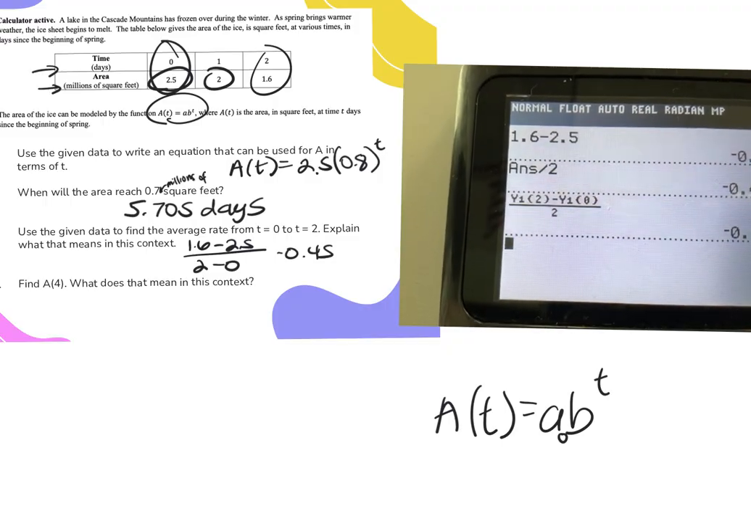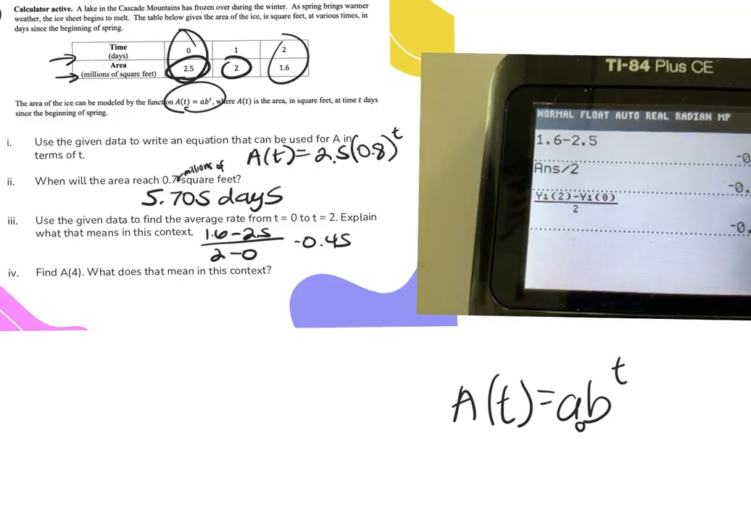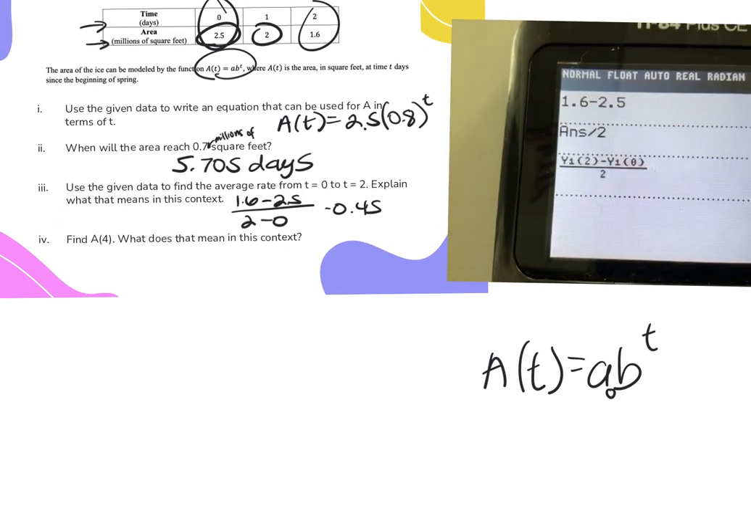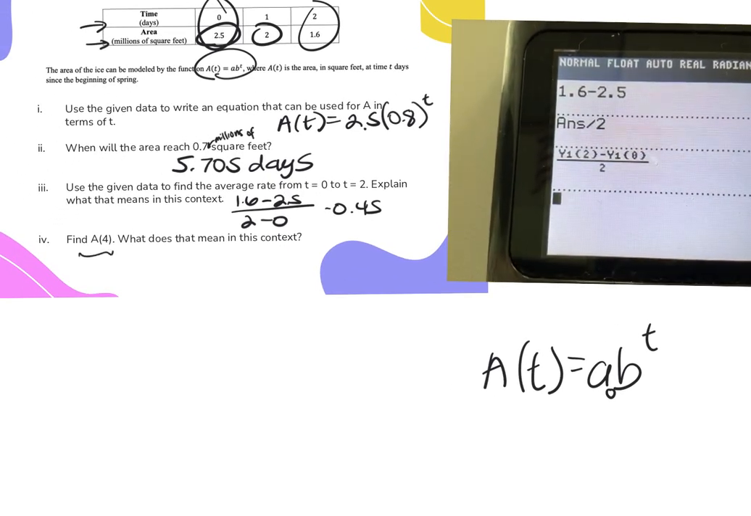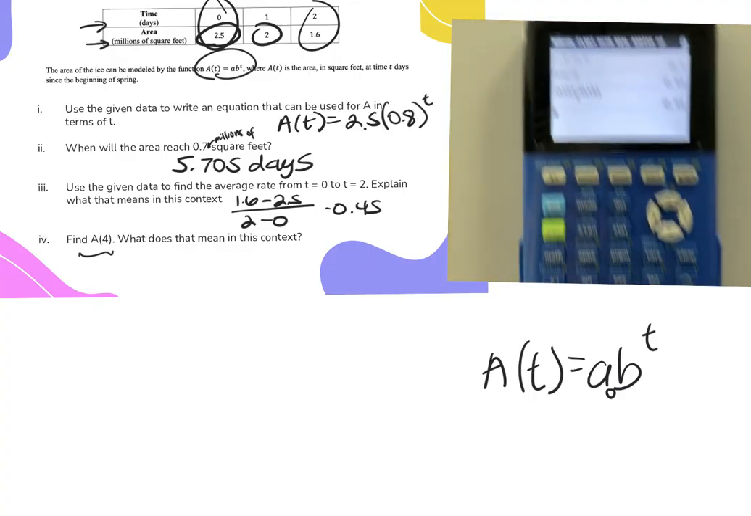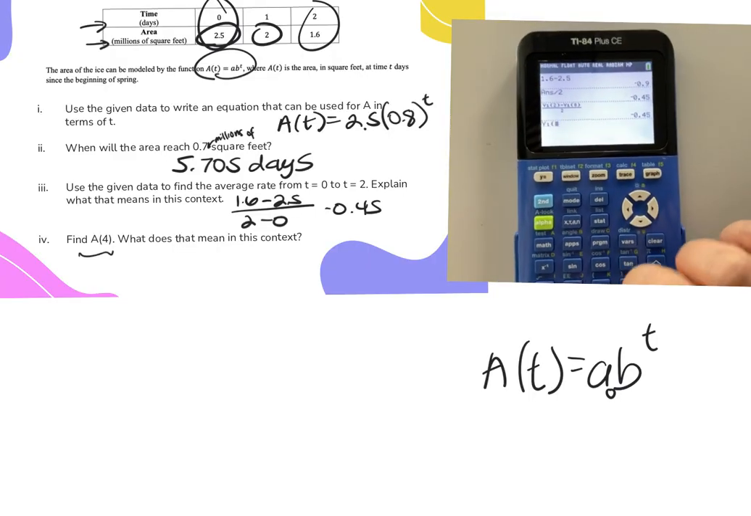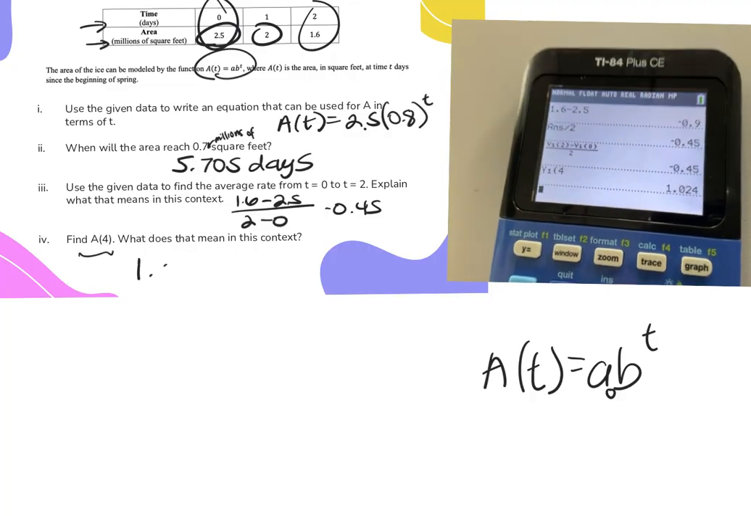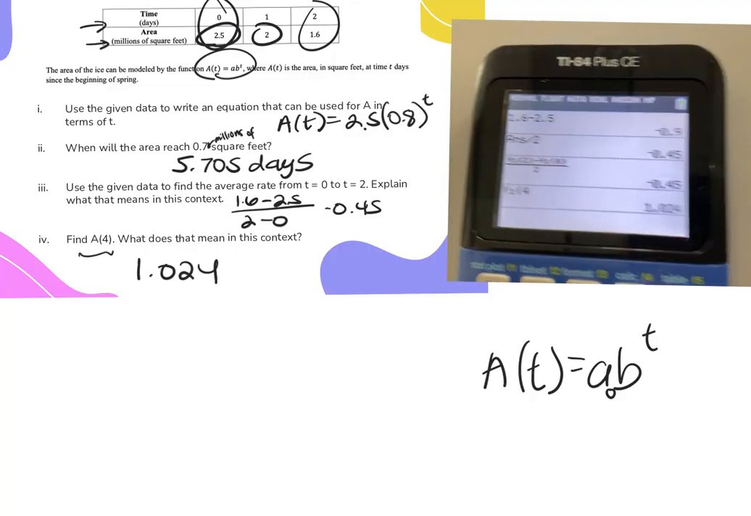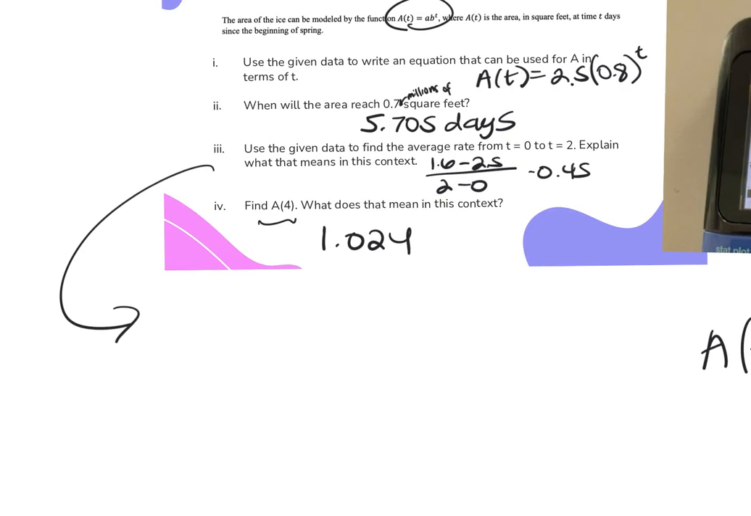Well, let me answer this question first, because it's easier to hold the calculator, and then I'll go back to the explain. So A of 4 means what happens when my input value is 4. So alpha trace 4, and I get 1.024. Okay. All right. Now let's talk about what it means in this context. Change or no? Yeah. Okay. So what did you get? I would say over the first 2 days, the ice sheet decreases by 0.45 million square feet every day. Good. That works.